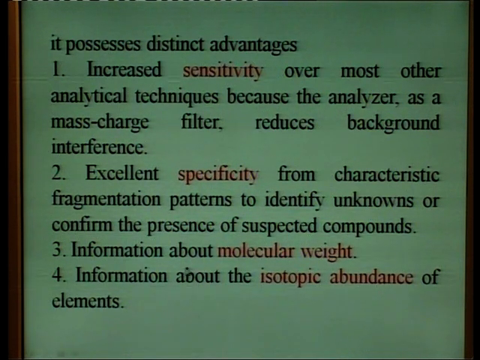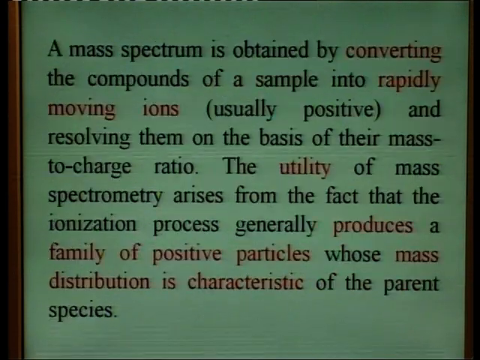Third, it gives the molecular weight. And the fourth one is that it gives the various isotopic abundances of the elements. For example, if chlorine and bromine are present in a compound, it shows the two isotopes of chlorine and bromine present in that.